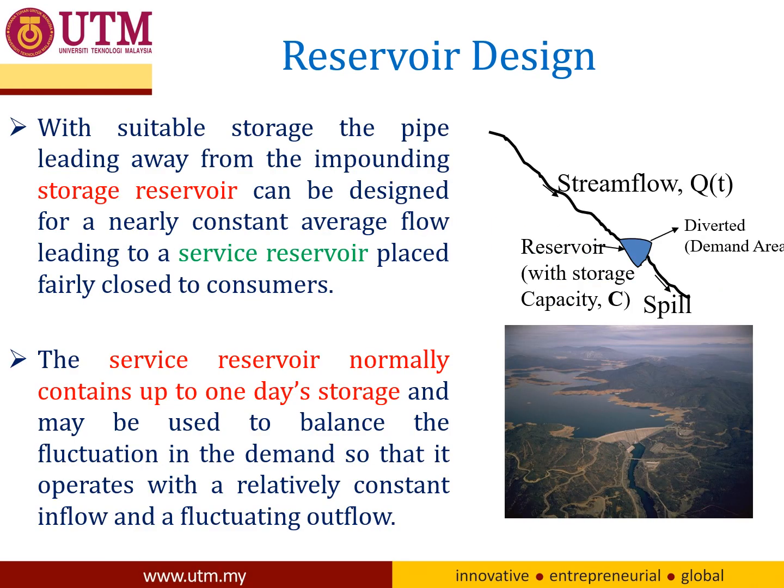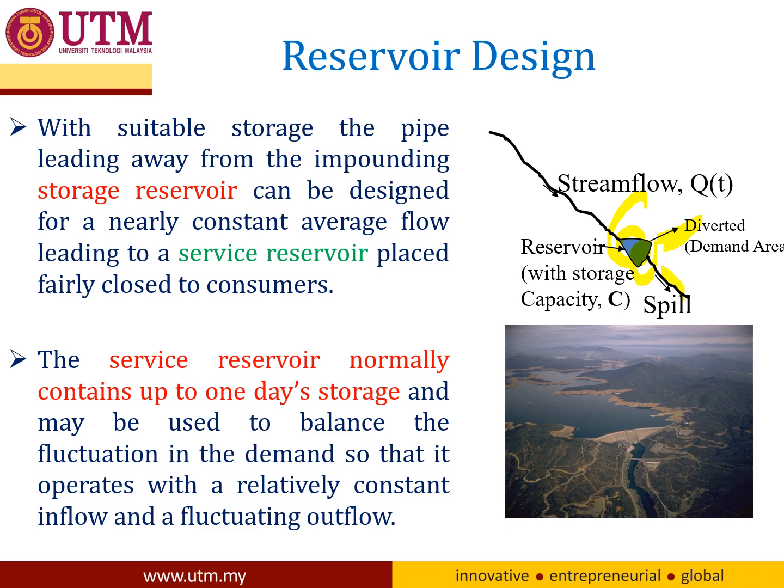Okay, so with suitable storage, the pipe leading away from the impounding storage reservoir can be designed for a nearly constant average flow. So this, for example, shown here is a storage reservoir, or what we called before the main storage reservoir. It may have some kind of pipe. Where is this pipe? Here. So this pipe going out may have a constant flow.